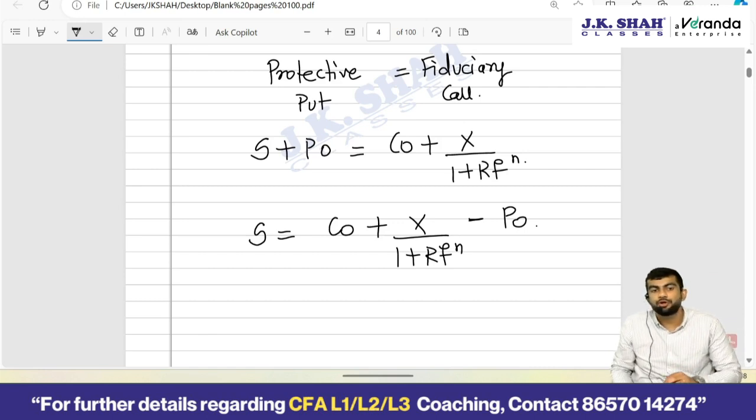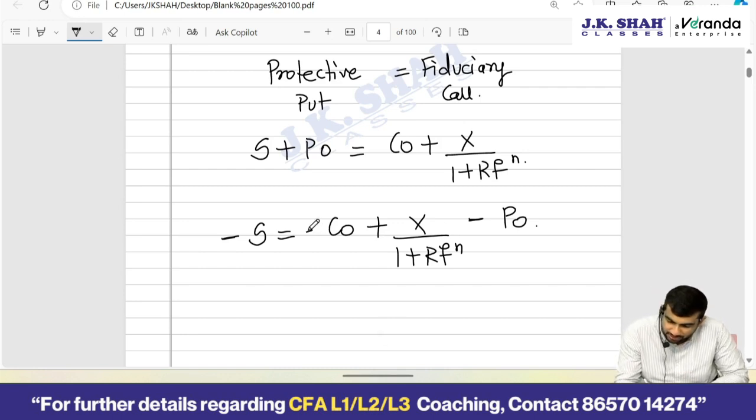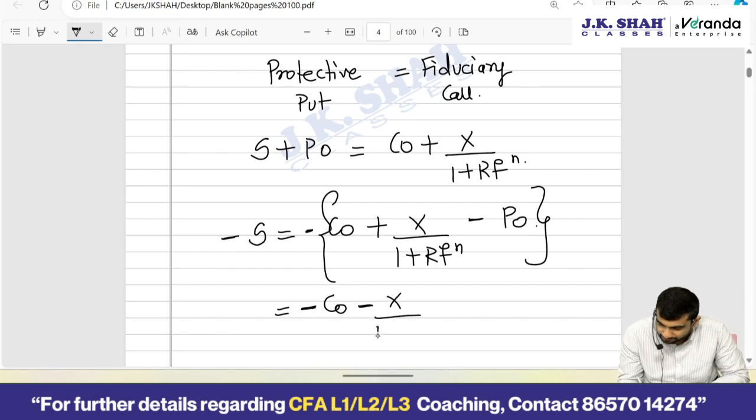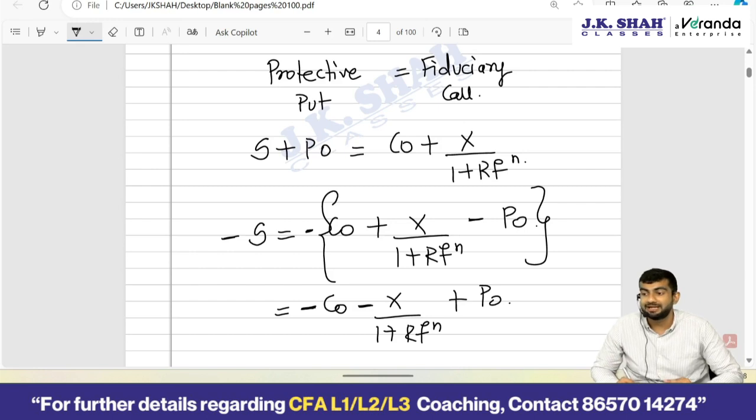if I want to go short on a stock, then what to do? Minus sign means shorting. Positive sign means going long. So here on the right hand side also I will put a minus. Now brackets open. If I want to go short on a stock by taking a replicating position, I will have to short a call, I will have to go long on a put and I will have to short a bond. You will get the same payoff as you would have gotten when you would have actually shorted a stock.